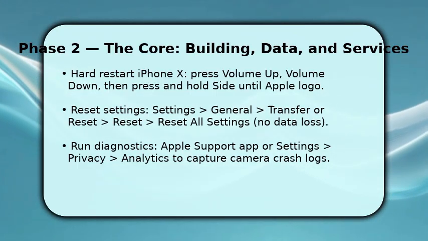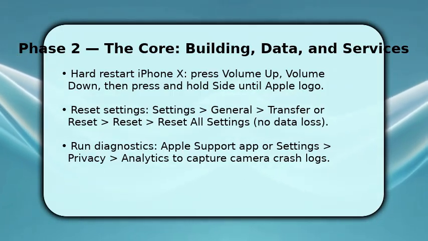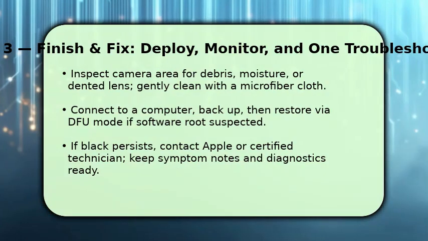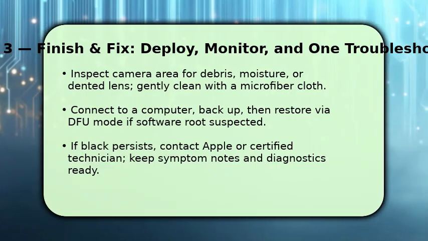Finish with hardware verification and recovery options. First, inspect the lens area for debris or moisture and gently clean with a microfiber cloth. Physical blockage or corrosion often causes a black image.